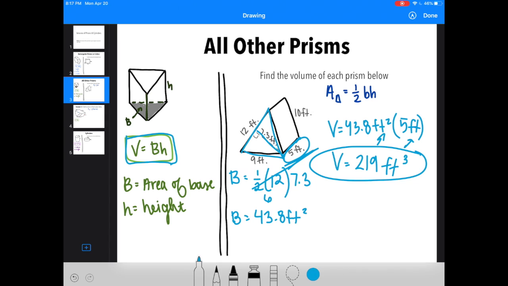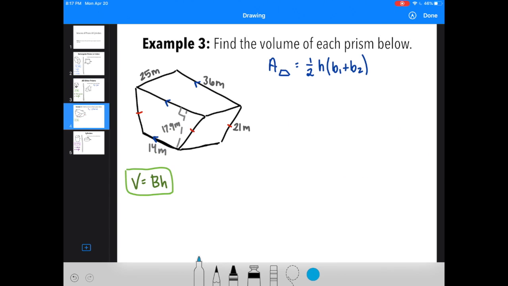So when you're using prisms, remember, find the area of my base, and then I multiply by my height. All right, let's look at another example. Here, I'm trying to find the volume of this prism. I have a trapezoidal prism, so I'm going to find the area of my base and multiply by my height.